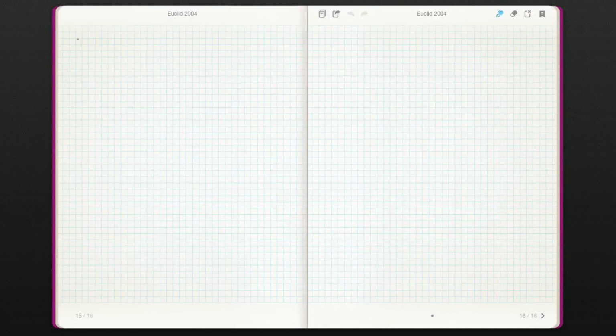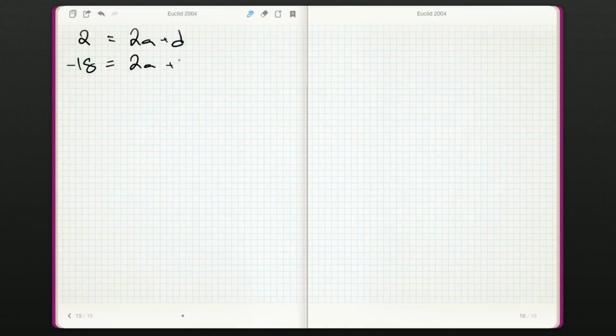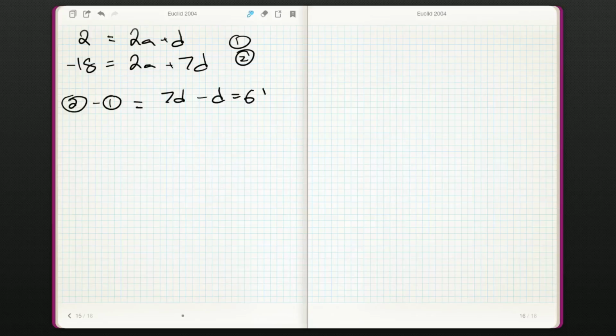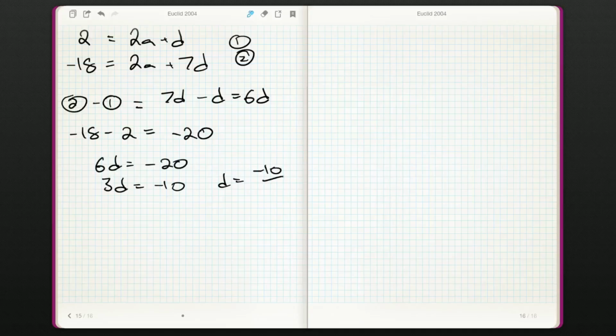Okay? So instead what we can do is we can say, all right, 2 is 2a plus d, negative 18 is 2a plus 7d. So I can call this equation 1, equation 2. I can do equation 2 minus equation 1, and that's going to get rid of these 2a's, and that'll be 7d minus d, or 6d. And equation 2, that's negative 18 minus another 2, that's going to be negative 20. So 6d is negative 20. I can at least do 3d is negative 10. D is negative 10 over 3.